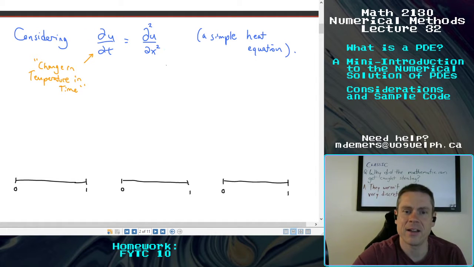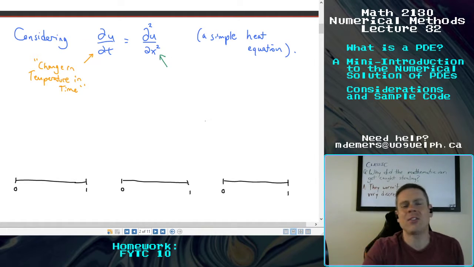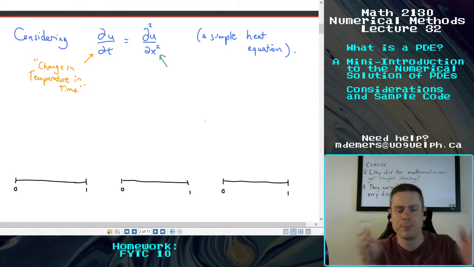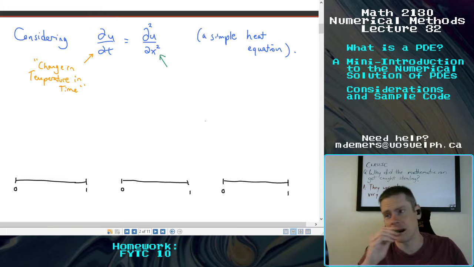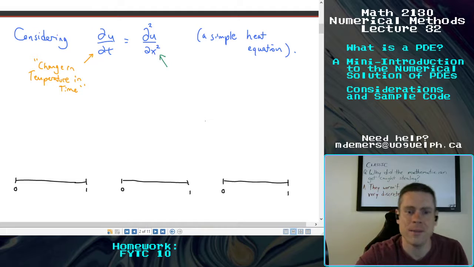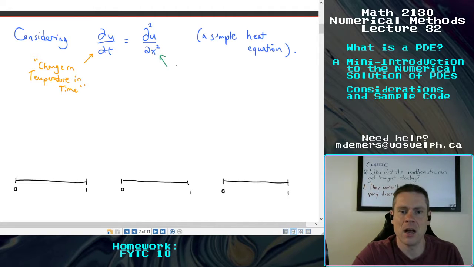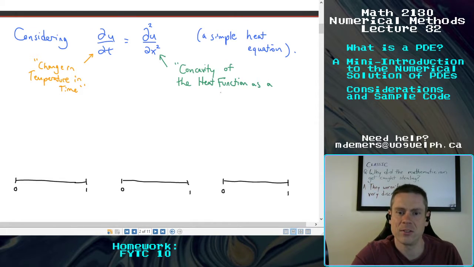On the right-hand side, well, d squared u by dx squared. What if I have an x derivative? I have a spatial derivative, and I have a function u of x. I can view the second derivative with respect to x as the concavity of that function, right? So this is the concavity of the heat function as a function u of x.